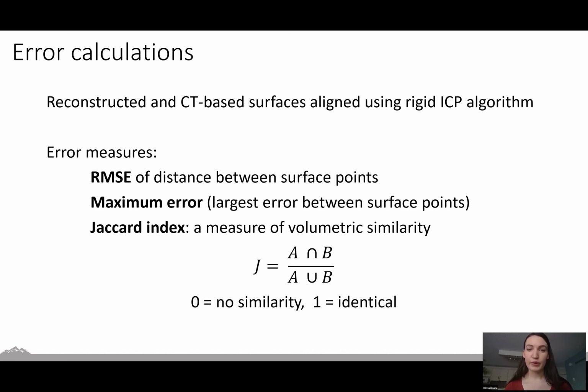So Jaccard index is a measure of similarity, where 0 means that the 2 shapes don't overlap at all, and 1 means that the 2 shapes are identical and perfectly overlap.